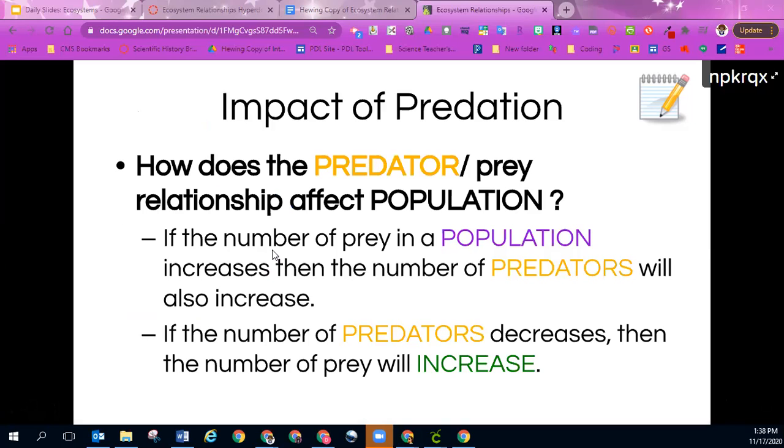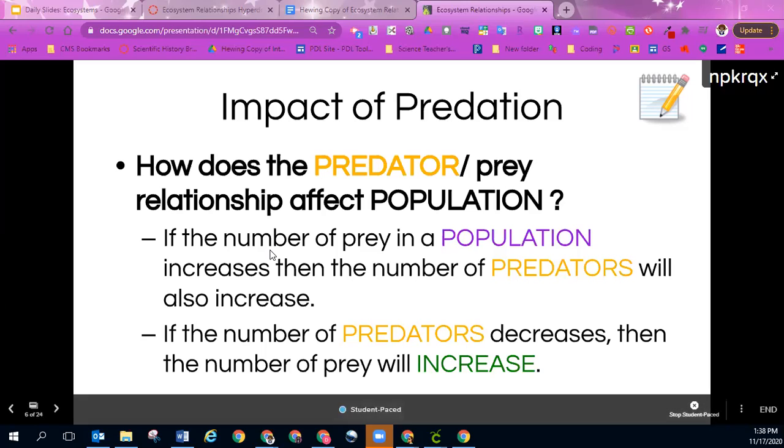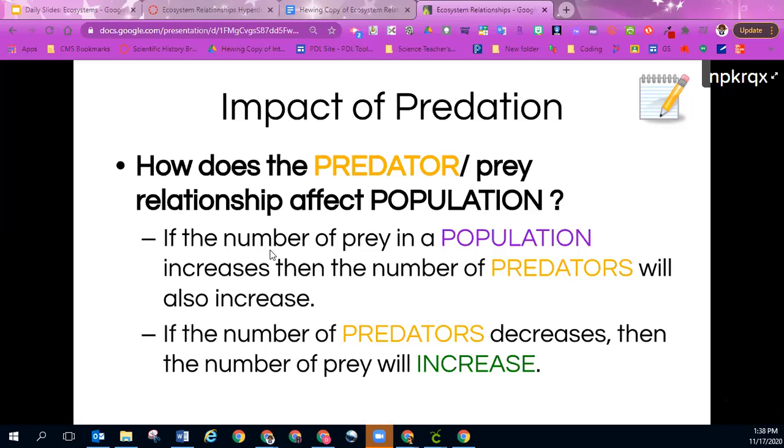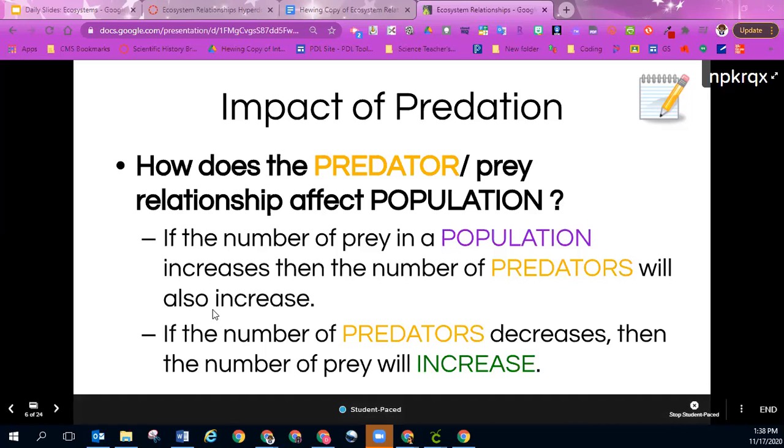So as long as there's food to eat, for the most part, predators will stay there and continue to eat them. If the number of predators decreases, then the number of prey is going to increase because animals don't necessarily stop having babies. But if there is no organism there to eat the prey, whether it's the baby organisms or the full-grown organisms, the number will continue to increase. That's the way that happens.